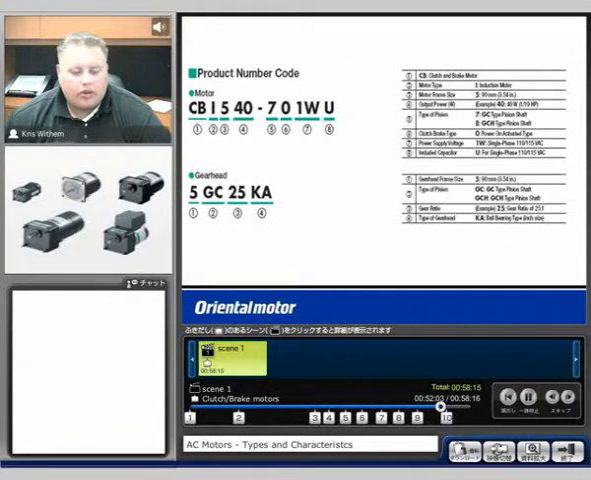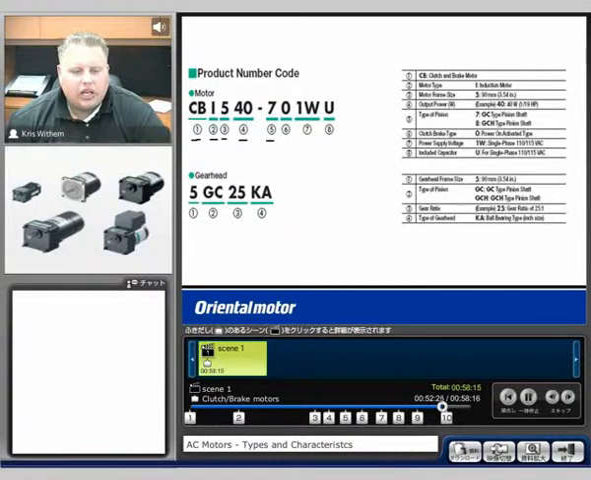The CBI part number, or the clutch brake motor, the part number breakdown is very similar to where everything else was. CB standing for the clutch brake series. I standing for induction motor. 5 would be the frame size. 40 is the wattage. The 7th, right here in the 5th position, stands for the pinion shaft type.